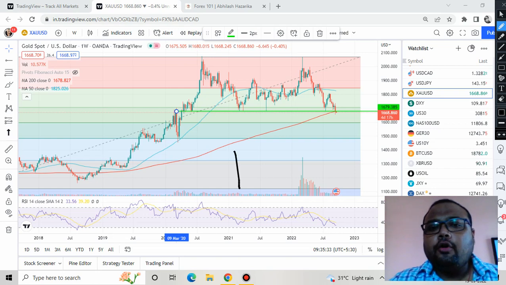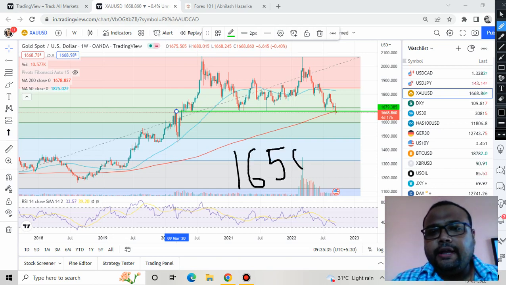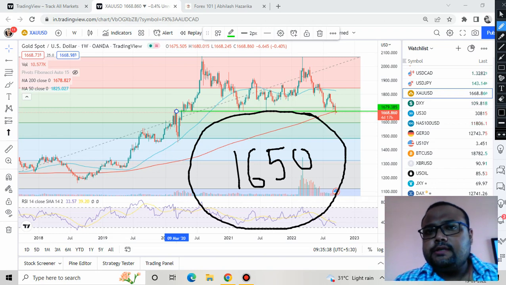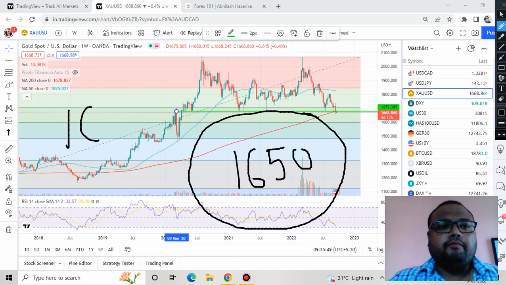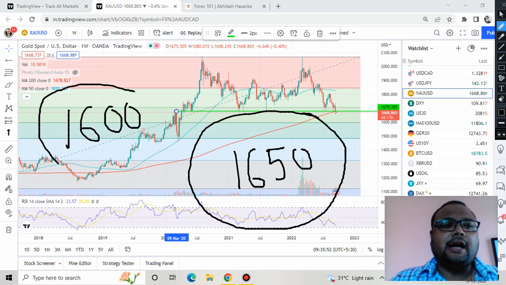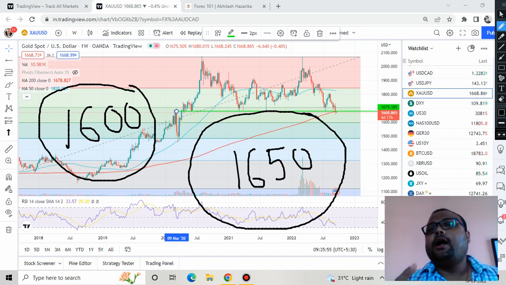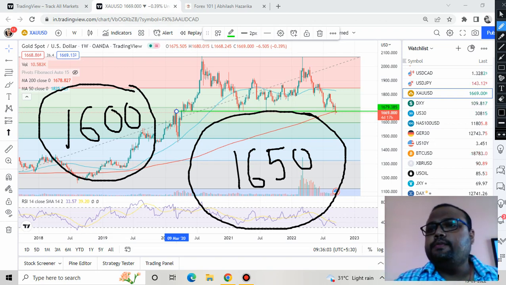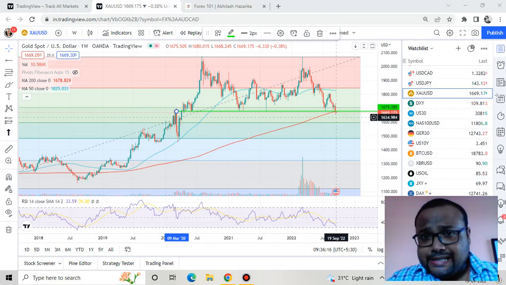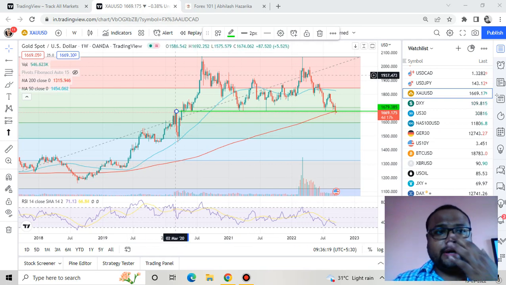In that case, if gold slips below 1650, if you see heavy selling below the 1650 level, then obviously it will be clear to us that the support of the 200 moving average is no more valid on the weekly chart, and 1600 will be the next target for gold. So those who are looking for swing trading opportunities or positional trades, I'm not talking about daily traders, for swing traders and positional traders, if gold moves below the 1650 level, you can go for a target of 1600. Okay, so this is the weekly chart.